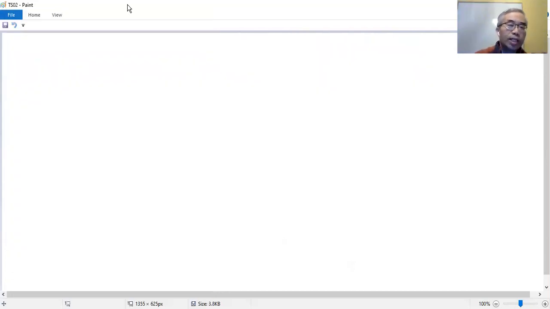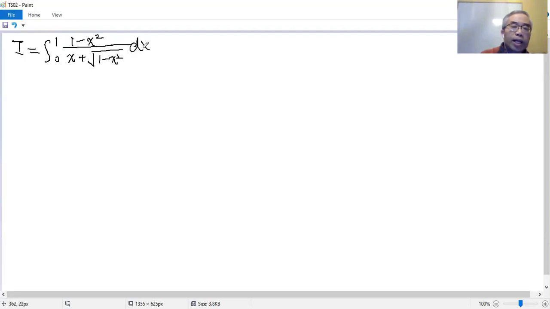Which one is actually pretty interesting. So I equals the integral from 0 to 1 of (1 minus x squared) over (x plus square root of 1 minus x squared) dx. We do the substitution x equals sin theta. Then we know dx equals cosine theta d theta.